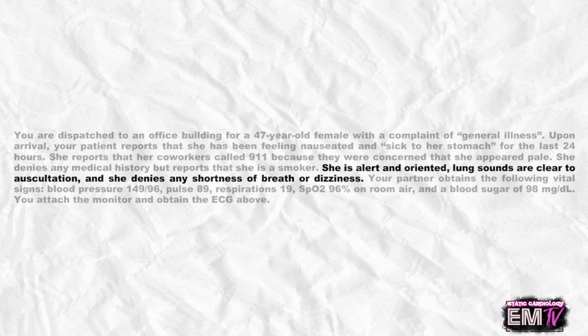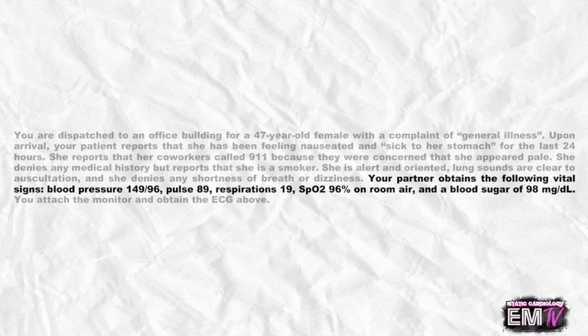She is alert and oriented, lung sounds are clear to auscultation, and she denies any shortness of breath or dizziness. Your partner obtains the following vital signs: blood pressure 149/96, pulse 89, respirations 19, SpO2 96% on room air, and a blood sugar of 98. You attach the monitor and obtain the ECG above.